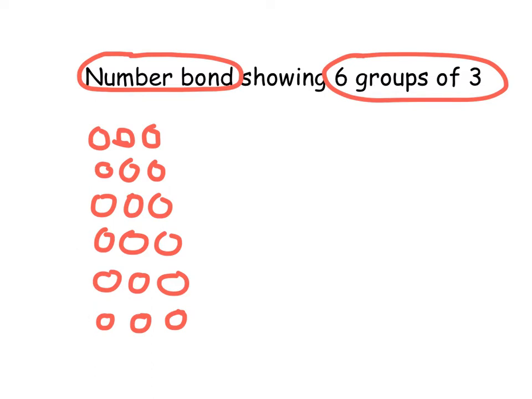So I know that if I wanted to find the product of 6 groups of 3 or 6 times 3, I can just count my array to figure out the total number of red circles. I have 18 red circles right here. So to make this a true equation, I would write 6 times 3 equals 18. I can now use my array to help me draw my number bond.